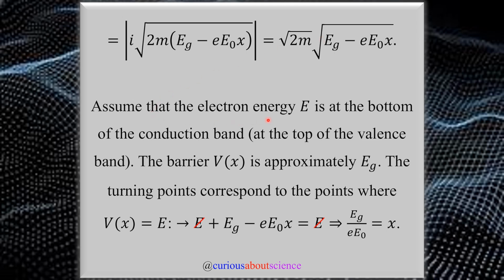Now, if we assume that the electron energy E is at the bottom of the conduction band, at the top of the valence band, and vice versa, the barrier V of x is approximately Eg. So if we're just taking that out, then we see that Eg is the top band that they're trying to reach. And so we're going to have turning points to consider, meaning wherever the potential is equal to the overall energy. We see that it happens at one point. And we saw on the graph that the E level intersected the V of x level at one point, and that point would be at Eg over E, the electron, with the electric field. And we see the algebra that proves that.